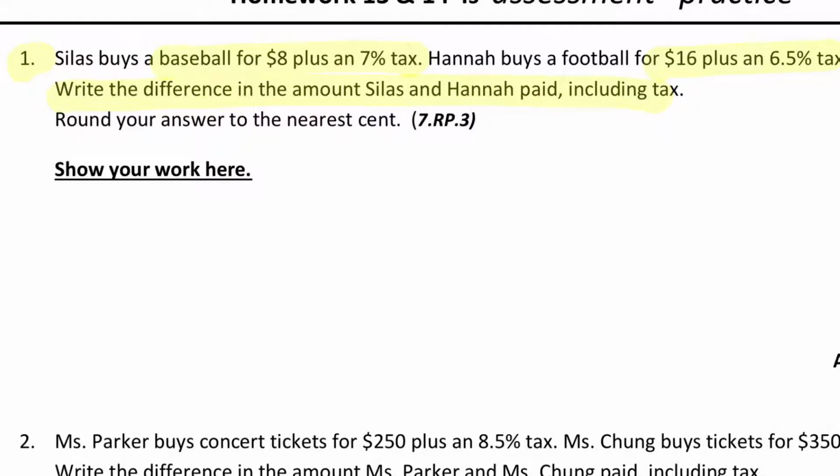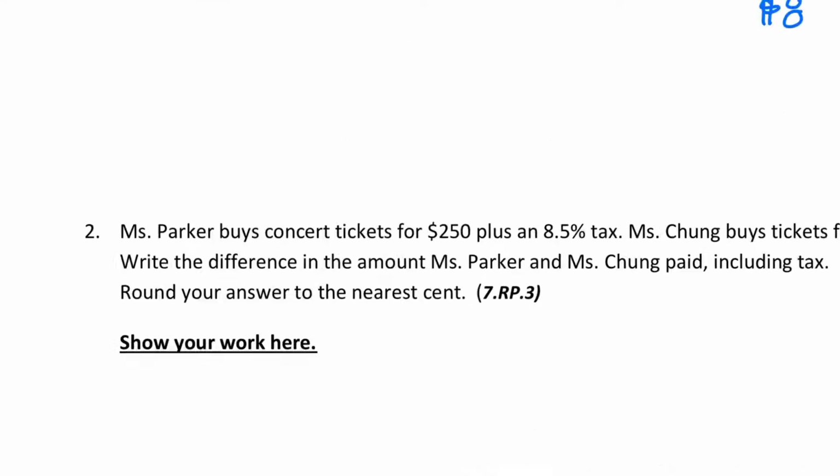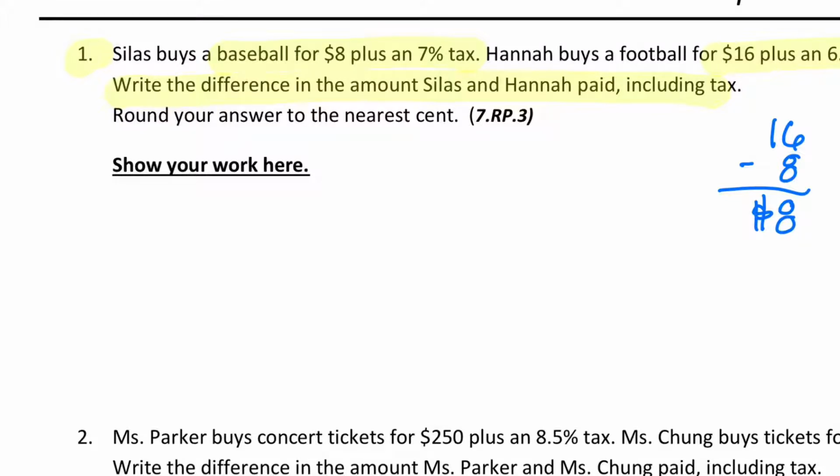Now remember, if we weren't including tax, I would just say, hey, the difference is 16 minus 8. You find the difference by subtracting. That would say they paid a difference, or Hannah paid $8 more. Her difference was $8 more. But they want us to find the tax first, so it's not quite that simple. So let's take a look here.